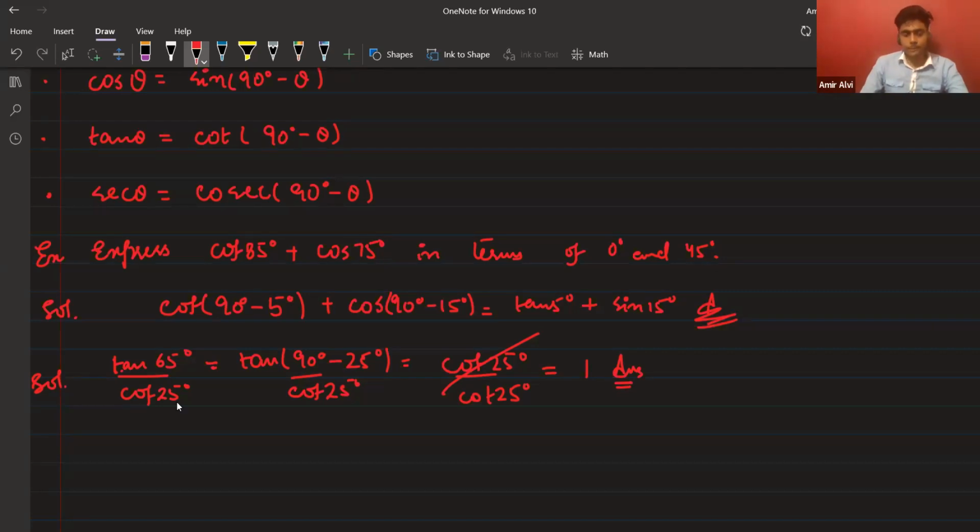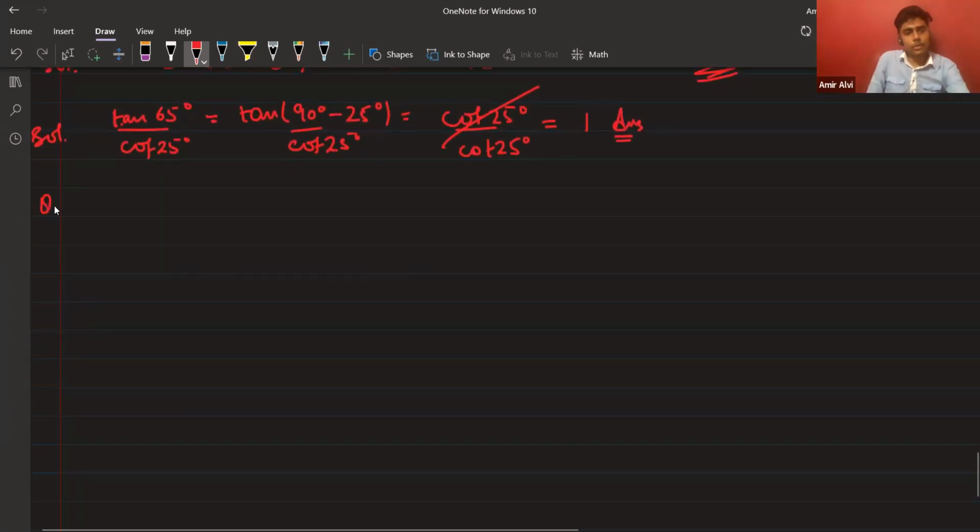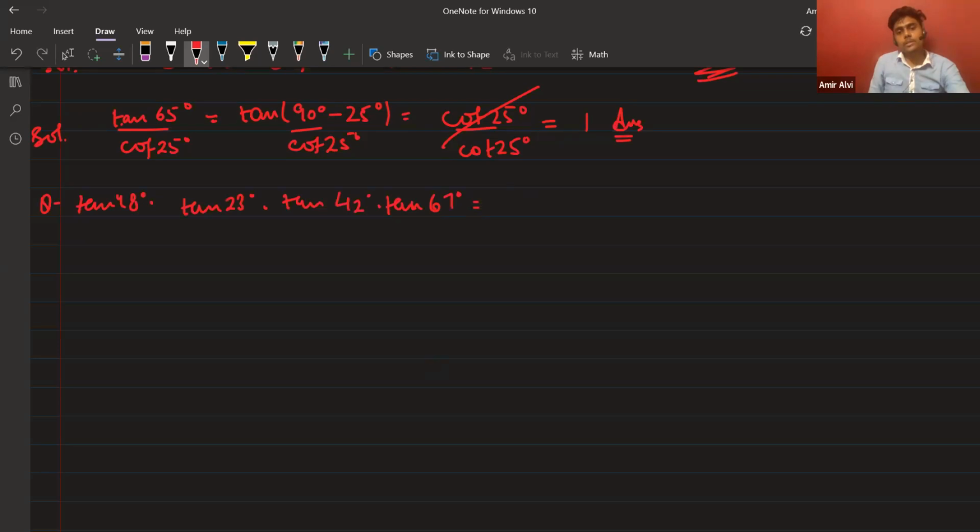Okay, sir. So, last question of this topic, because it's not a detailed thing, but you have got the whole concept. I'm giving you one more question of the same type: tan 48 dot tan 23 dot tan 42 dot tan 67. Can you please tell me the answer of this, dear? What will be the value? Yes, sir.